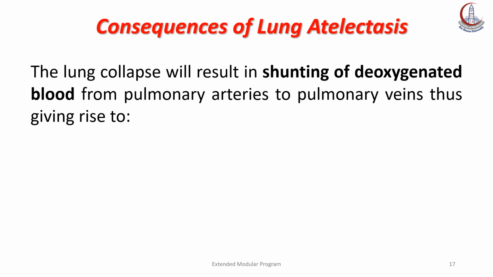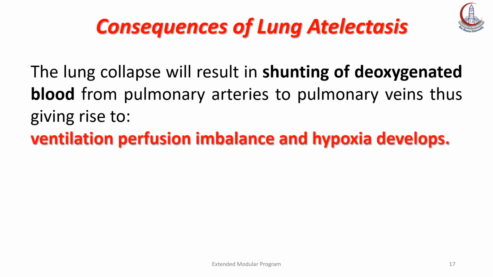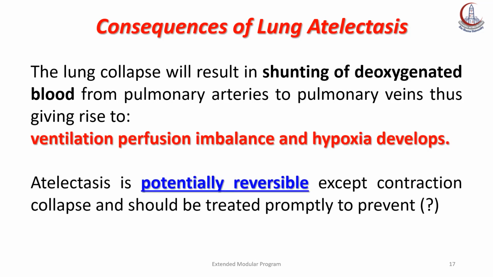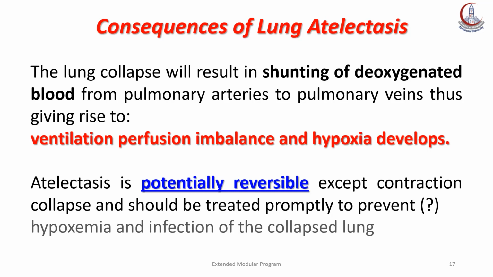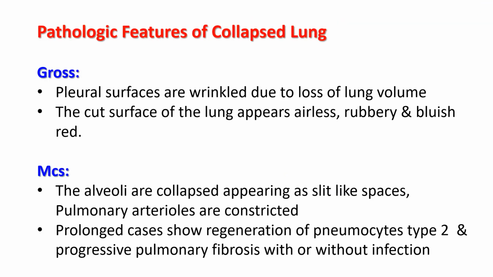The consequences of lung collapse. The lung collapse will result in shunting of deoxygenated blood from the pulmonary arteries to pulmonary veins, thus giving rise to ventilation perfusion imbalance and hypoxia. Atelectasis is potentially reversible except in contraction collapse and should be treated promptly to prevent hypoxemia or hypoxia and also prevent infection of the collapsed lung.